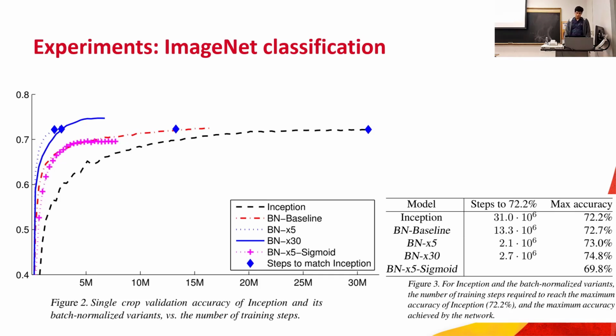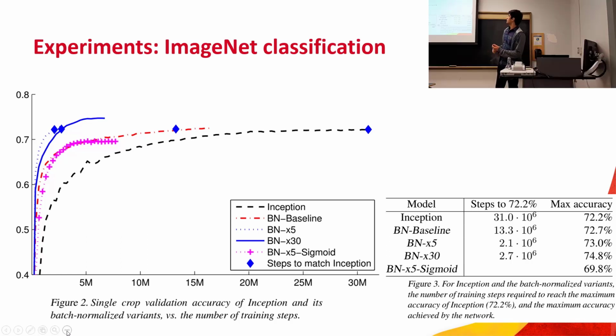And the results are as follows. You can see on the left here, the Inception model, basically the black line, takes a long time to get to a high accuracy, and the accuracy is basically 72.2%, and it takes 31 times 10 to the power of 6 steps to get to that accuracy. But the batch normalization baseline, which is the red dashed line, gets to that accuracy or even higher with 13.3 times 10 to the power of 6.